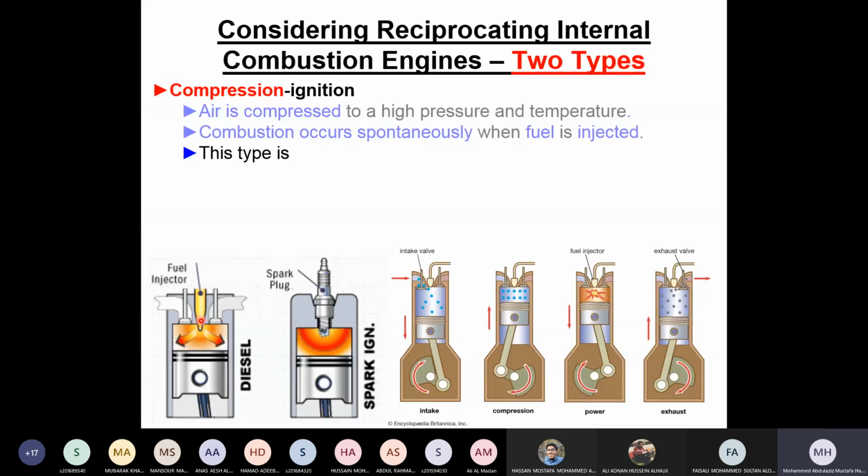This is the fuel injector. So now I inject the fuel. As you inject a part of it, it will burn. So this is controlled combustion as well. So there's a difference between spark ignition and compression ignition.